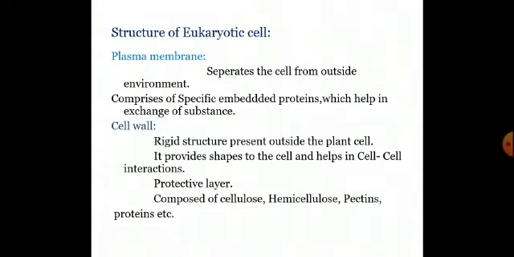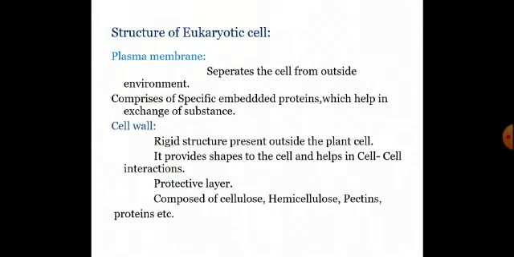Structure of the eukaryotic cell. First of all, let's see the plasma membrane. The plasma membrane separates the cell from the outside environment. It consists of specific embedded proteins which help in the exchange of substances. The plasma membrane gives support, and it allows or prevents the entry and exit of substances inside and outside of the cell.